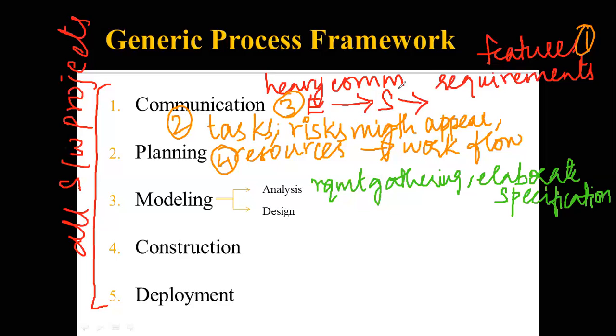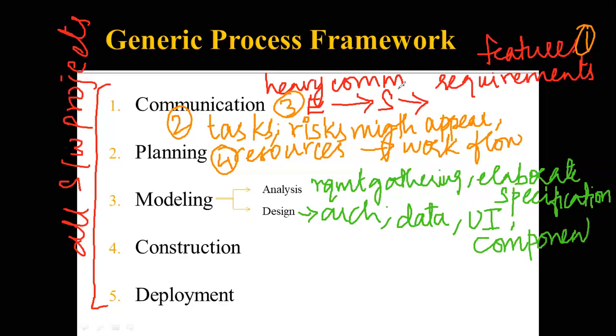Then coming on to the next part of modeling, that is design. Within the designing phase, you're actually going to make an architecture design. You might make an architecture diagram or a blueprint of the software. In here, you're going to identify the type of data that you're going to use, the user interface, and the different components that are going to be there within the software. Components are basically parts. What are the different parts this particular application will be made of?